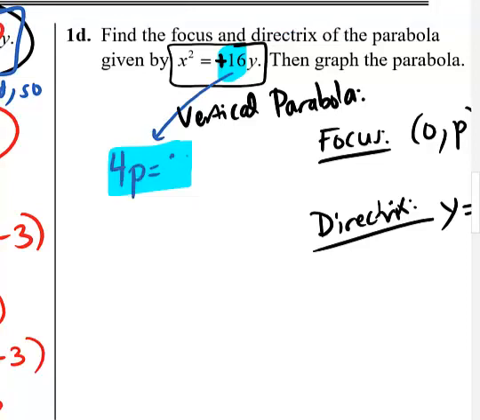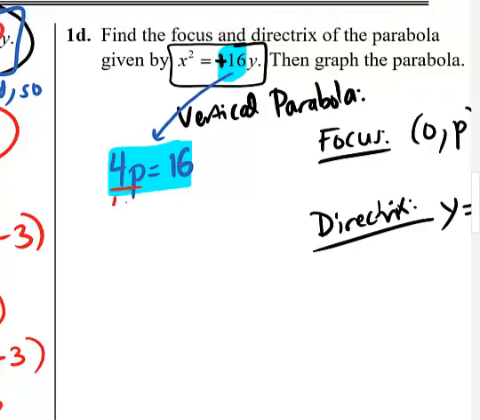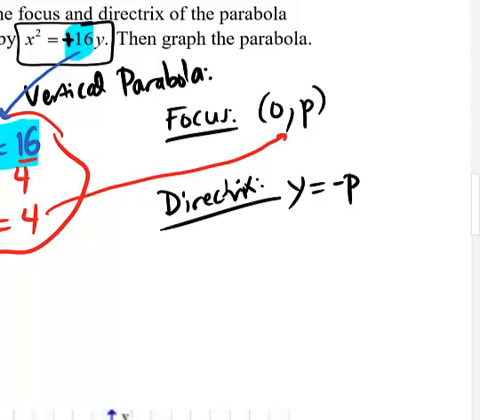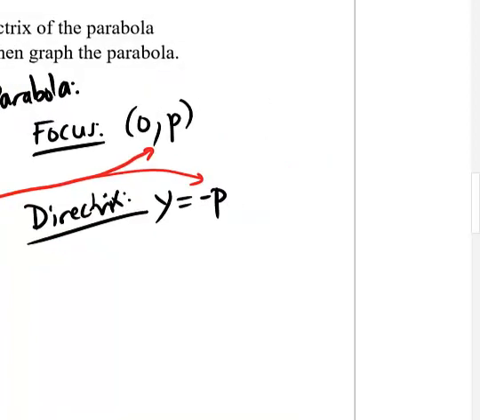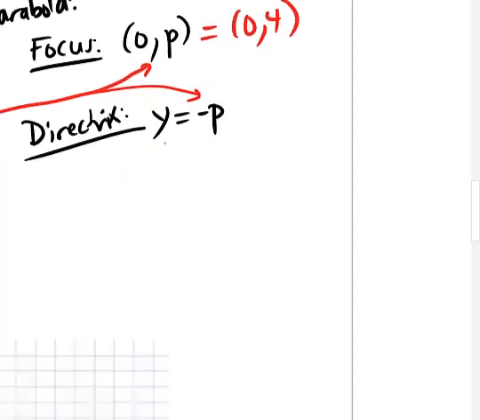4p equals positive 16. And it's positive, like we said, because we changed this problem to make it a little different than the last one. If I solve that, I divide by 4, I get 4 for p. So I should have solved all my problems here. I'm going to put a 4 where that p was and a 4 where that p was. So the focus should be at 0 comma 4, and the directrix should be at y equals negative 4.